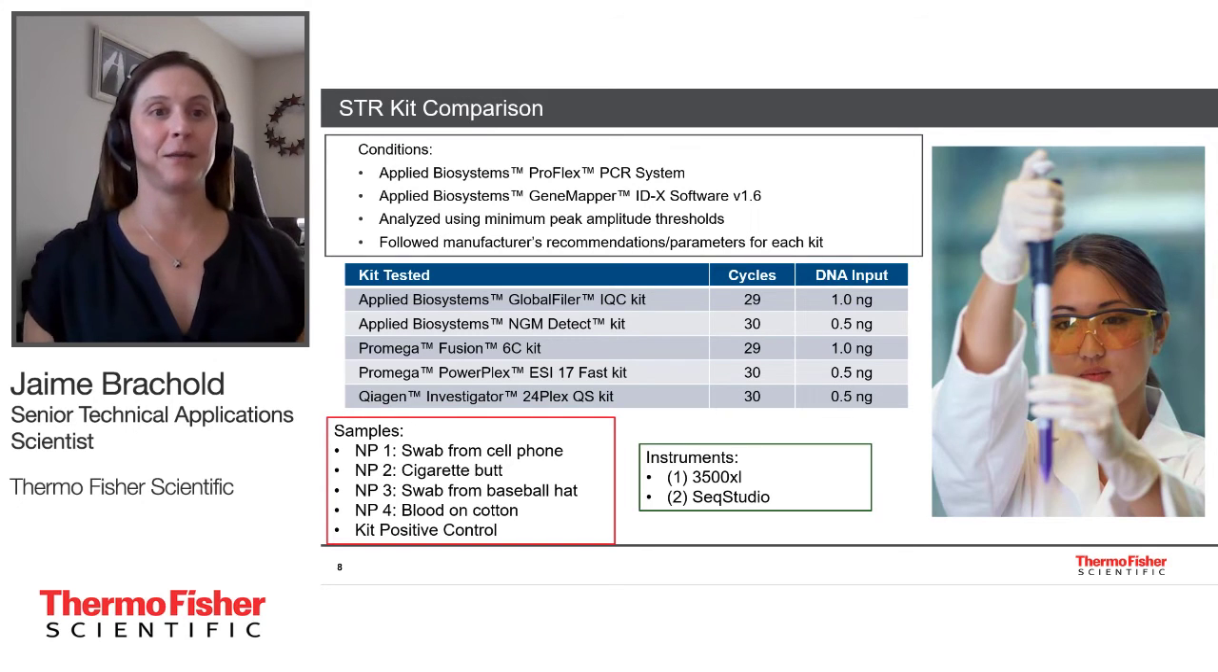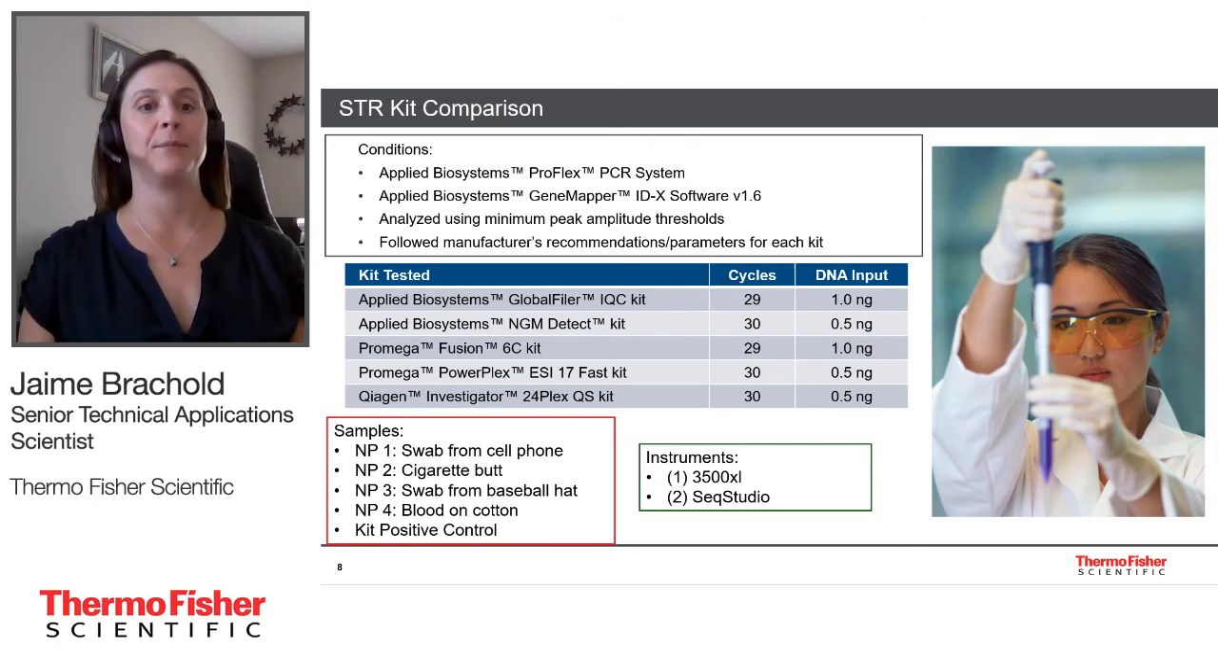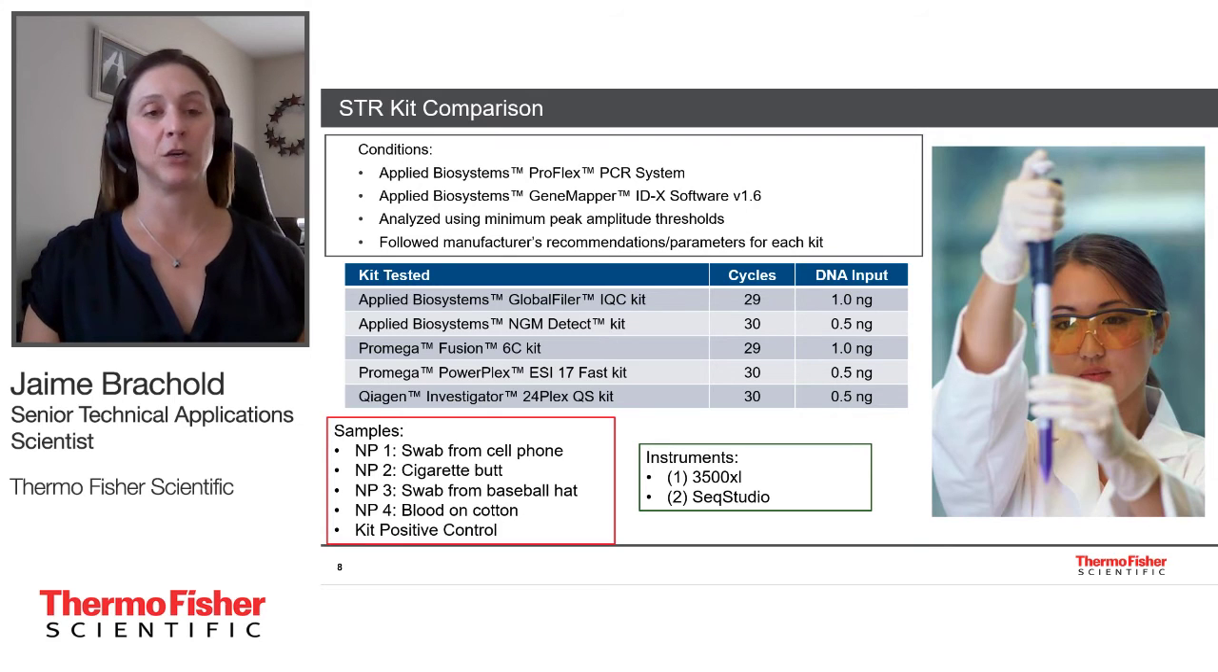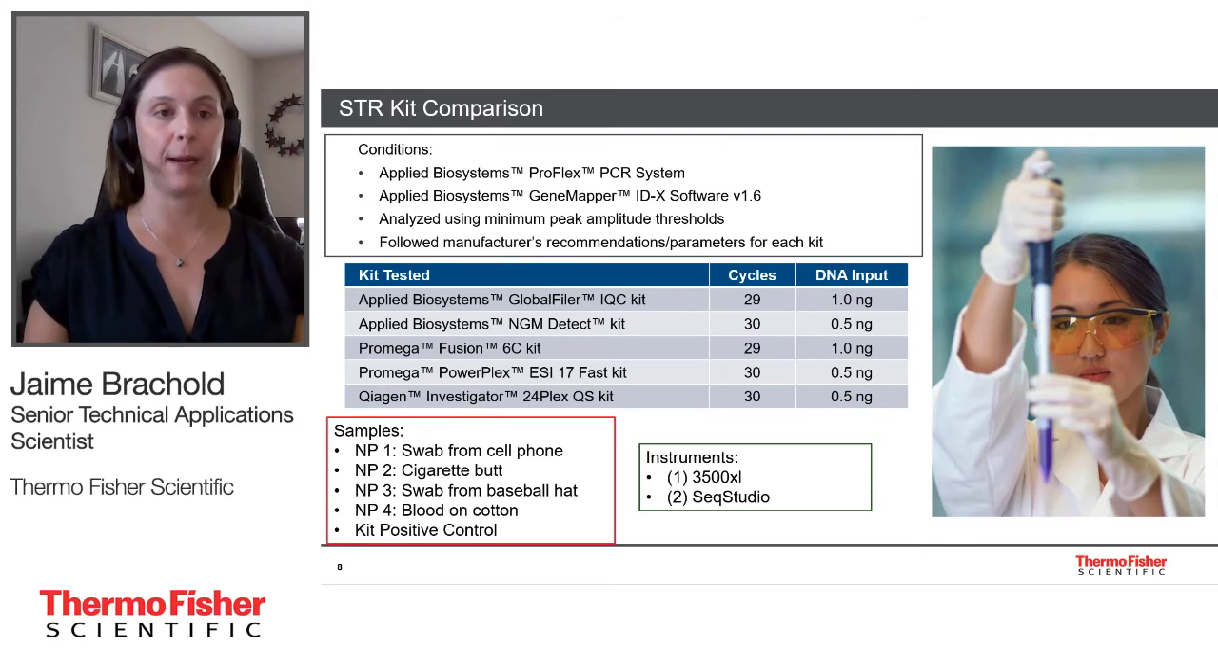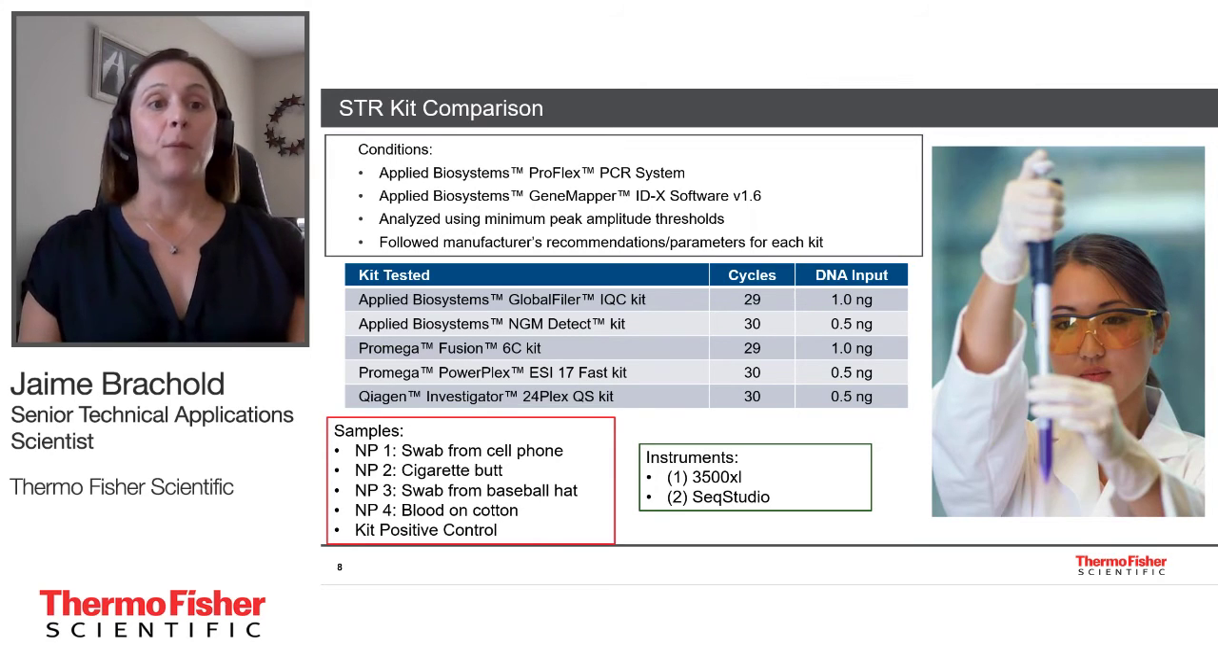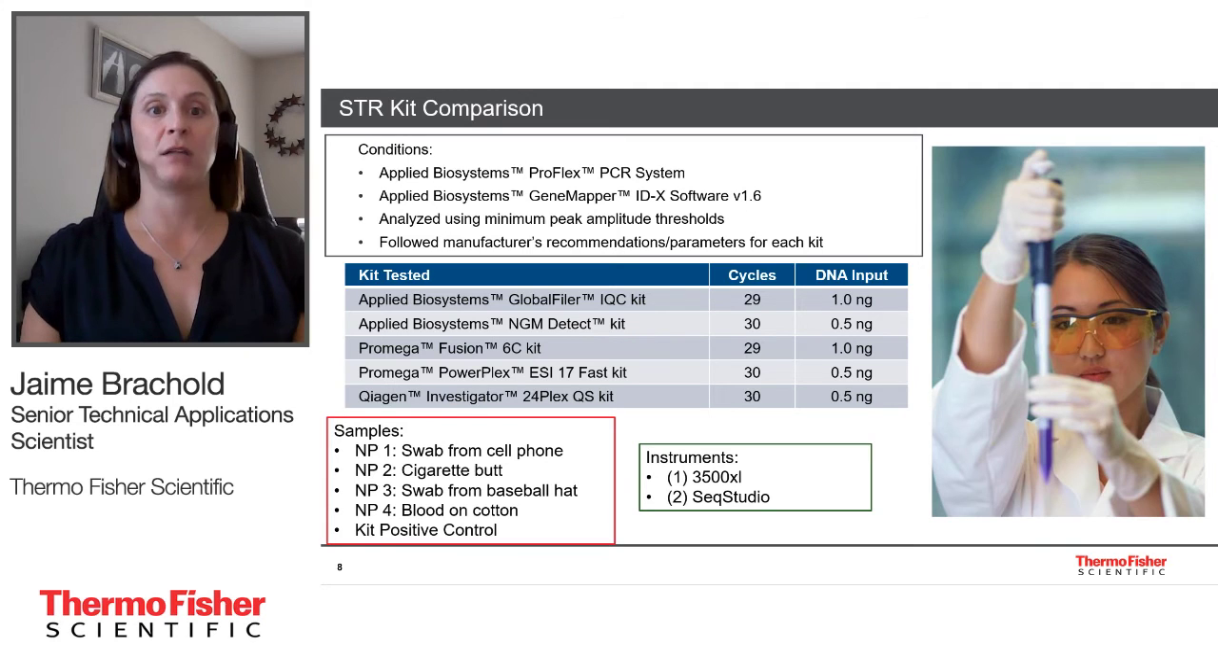Moving on to the STR kit comparison. So this study that we did, we had some general conditions for the study that I'll cover here. We also used the same sample types for each chemistry and across the different instruments that we ran. So all amplification done on a ProFlex PCR system. Analysis all done in GeneMapper IDX version 1.6. We also analyzed using minimum peak amplitude thresholds, which I'll discuss in the upcoming slides.